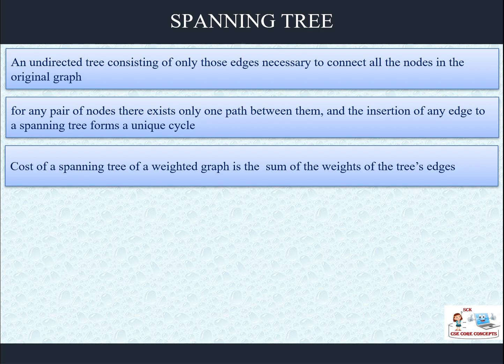Now, first of all, let us see what a spanning tree is. A spanning tree is an undirected tree. Okay, so it is an undirected graph, or you can say a tree. It consists of only those edges which are necessary to connect all the nodes in the original graph. You don't have extra edges.